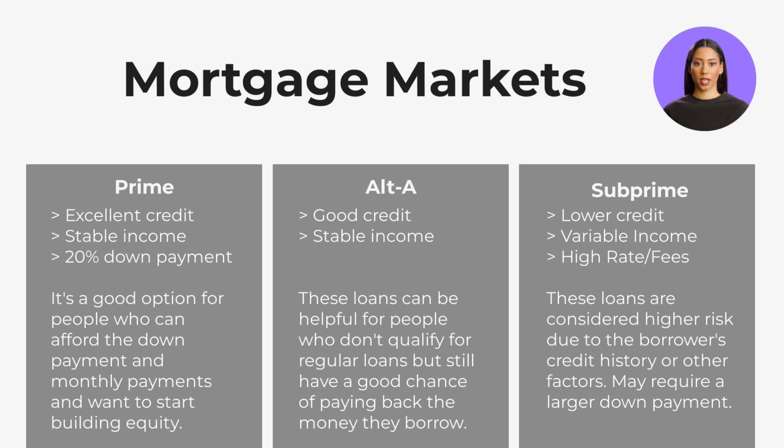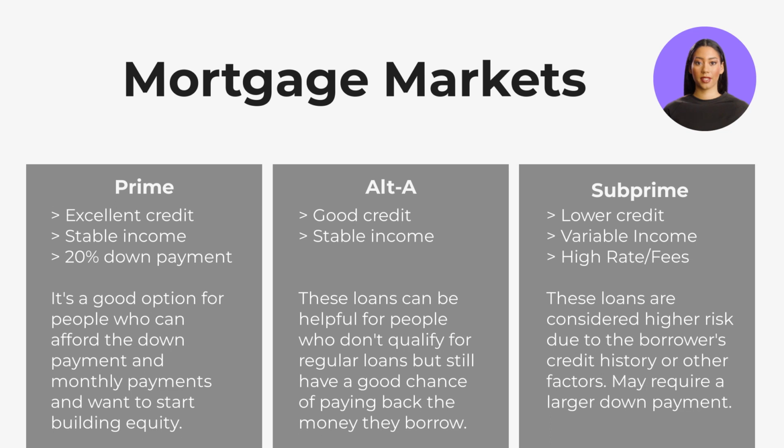Alt-A is a special type of mortgage loan that is given to people who might not have a perfect credit history, but they are not considered high-risk borrowers like those who get subprime loans. Alt-A loans may have different requirements than regular loans, and may come with a slightly higher interest rate. They can be helpful for people who don't qualify for regular loans but still have a good chance of paying back the money they borrow.